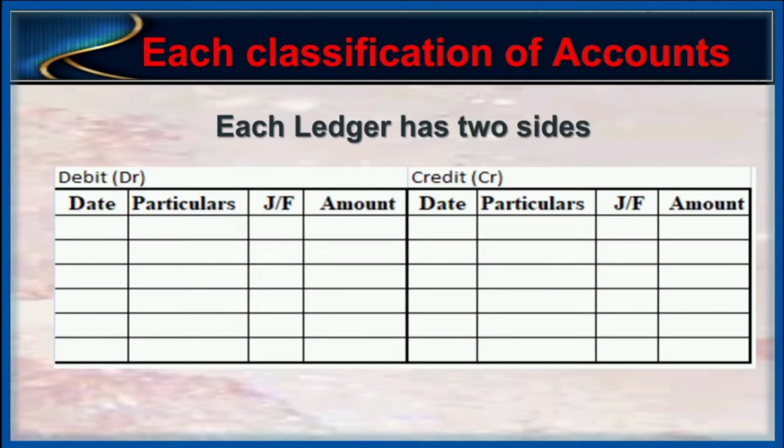Classification of accounts. Each ledger has two sides. Left hand side is used to record debit balances and right hand side is used to record credit balances. Both sides have the same 4 columns that are date, particulars, general value and amount.